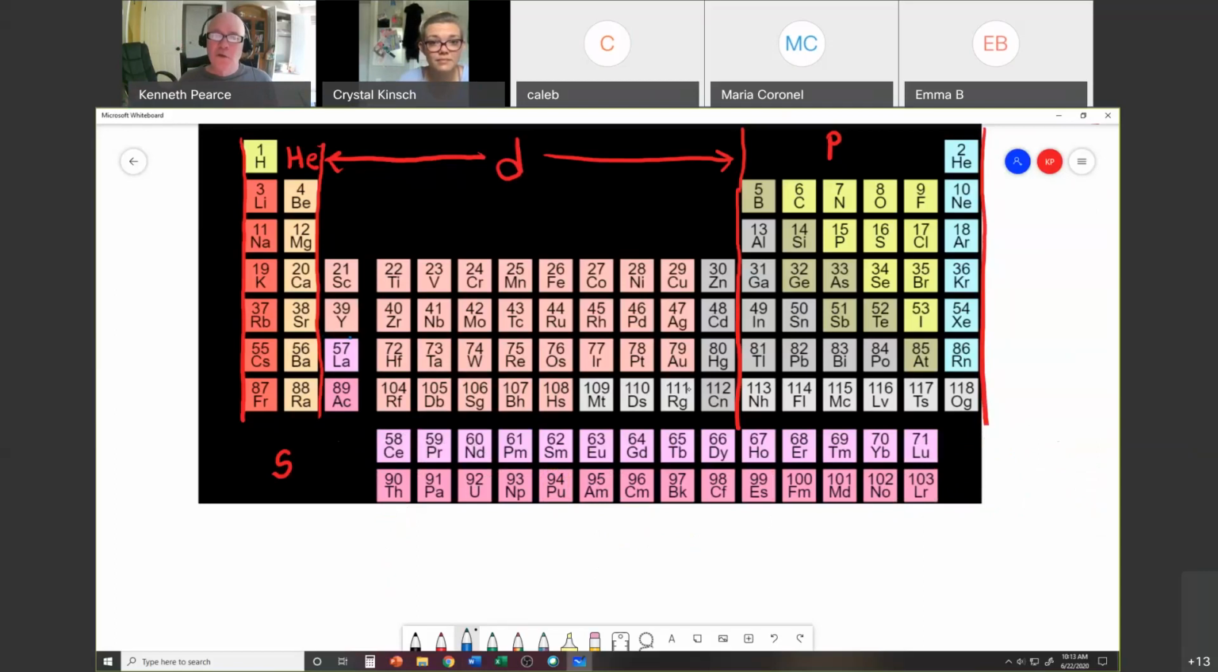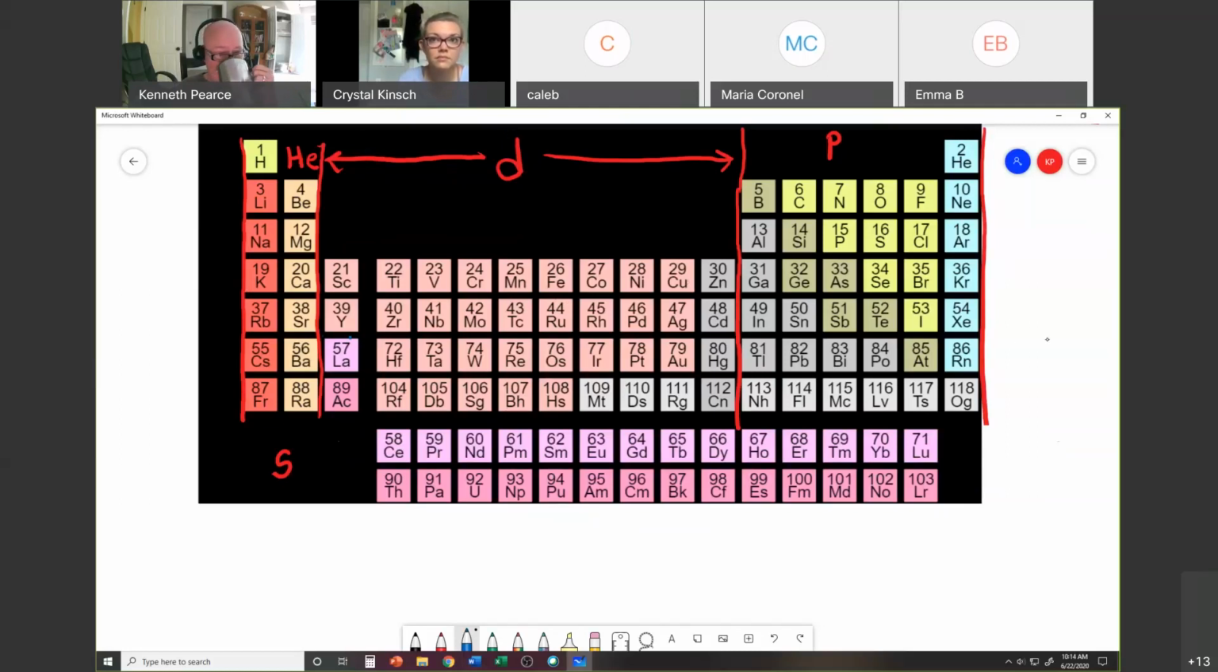All right, so we're going to focus on the S, P's, and D's. Okay, so we have the S elements, which is 2 elements wide, and we have the D elements, which is 10 elements wide, and we have the P elements, which is 6 elements wide. And you can count for yourself and see that it's 2 wide for the S's, 10 wide for the D's, and 6 wide for the P's.